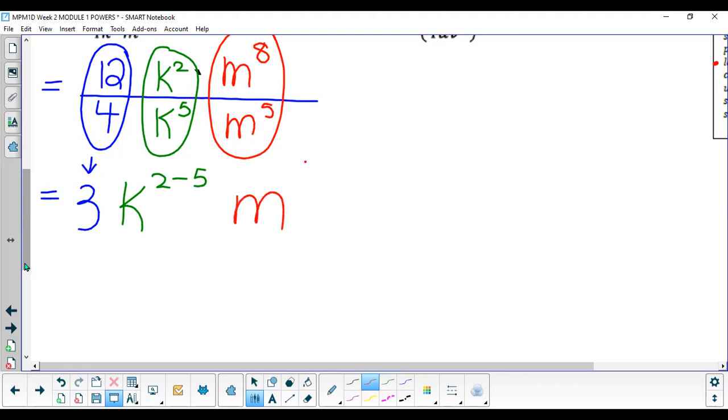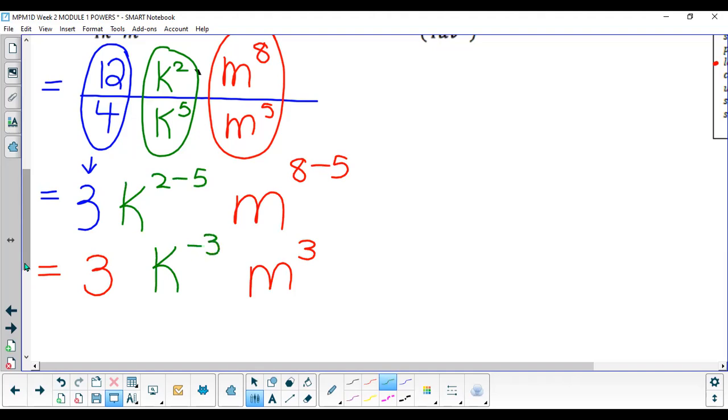Good. M to the power of 8 minus 5. So never forget your equal sign at the end. Here I have 3. I know m to the power of 8 minus 5 is going to give me positive 3. But when I subtract my integers, when I use my integer rules for k to the power of 2 minus 5, what is that going to give me? K to the power of 2 minus 5. Jennifer? Very good. K to the power of negative 3.